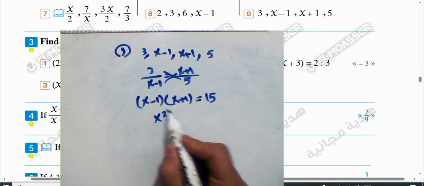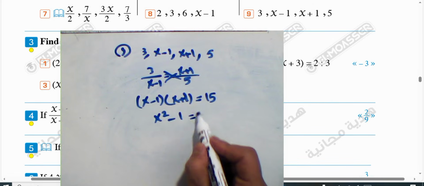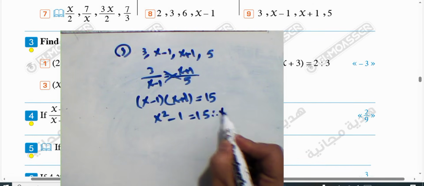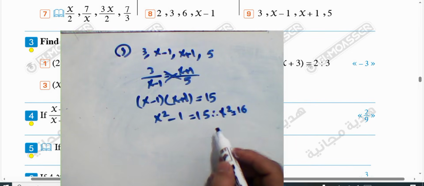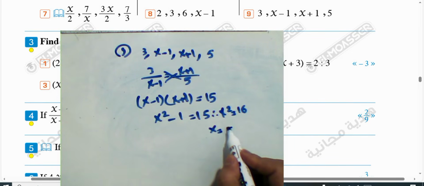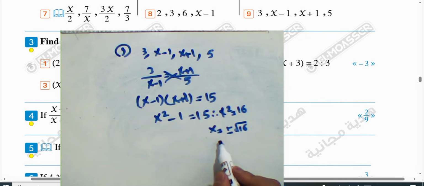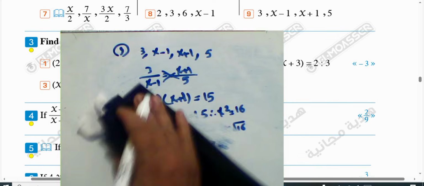X times x is x power 2, negative 1 times 1 is negative 1, equals 15. Then x power 2 equals 15 plus 1, which equals 16. So for the value of x, we write positive or negative square root of 16. X will be positive or negative 4. This is question number 9.